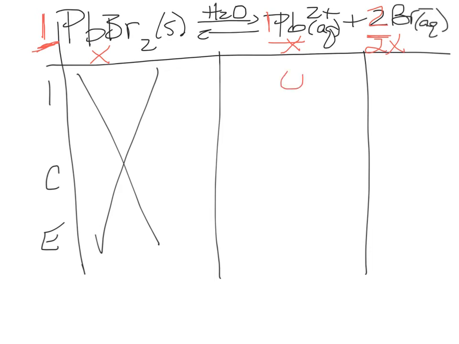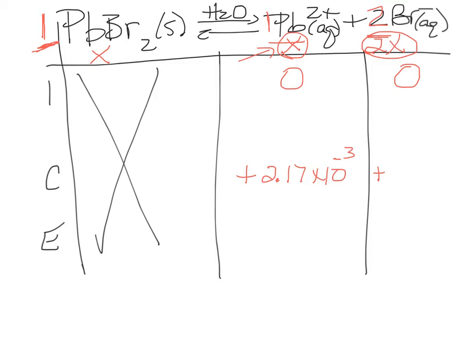I'm going to start out initial as always for Ksp. Well, not as always. You'll see farther down the line. But I'm going to call them 0 for now. And I am forming X amount of the lead as it dissolves. And that's the solubility, which was actually given in the problem if you need to go back and read the question. But it was 2.17 times 10 to the minus 3. And the bromide formed is twice that much.